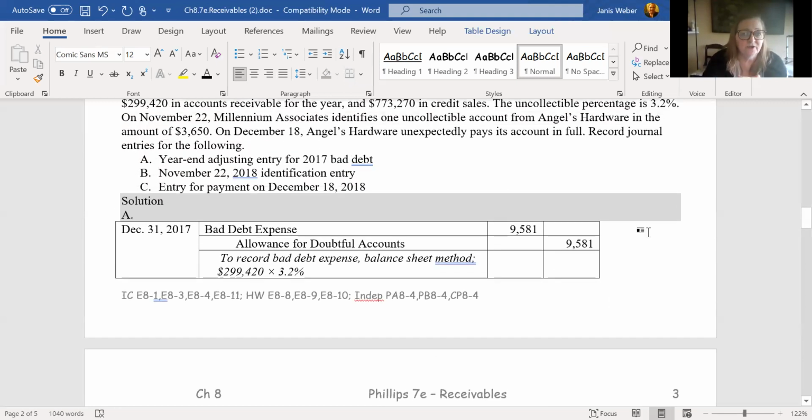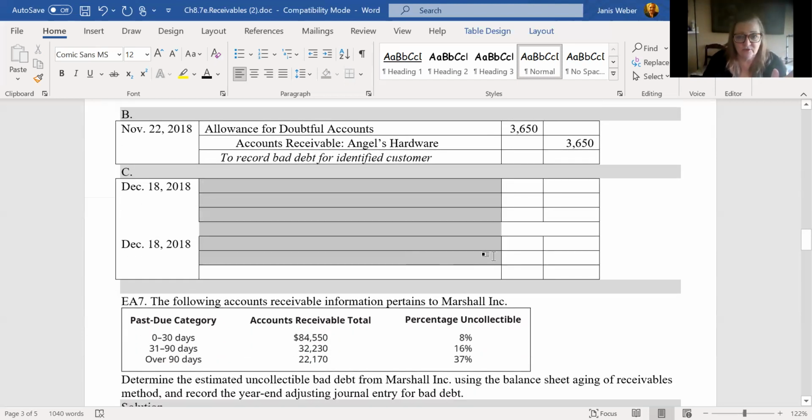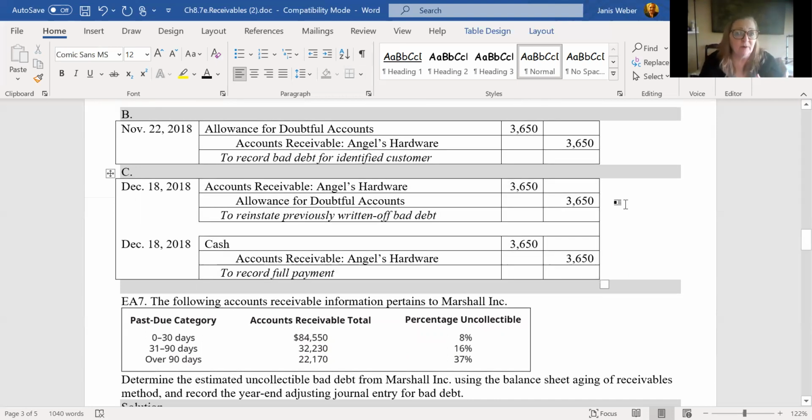Then a few days later, on December 18th, almost a month later, Angel Hardware comes up and gives the payment. So we have to then reinstate the account, just as we mentioned in the lecture notes, before we can even post the payment. So we reinstate the account by reversing our write-off, debiting the accounts receivable to Angel, and crediting the allowance account, which totally wipes out our write-off. And then we can post the fact that Angel brought us the money. So we just record it as any other payment, debit to cash, credit to the accounts receivable.